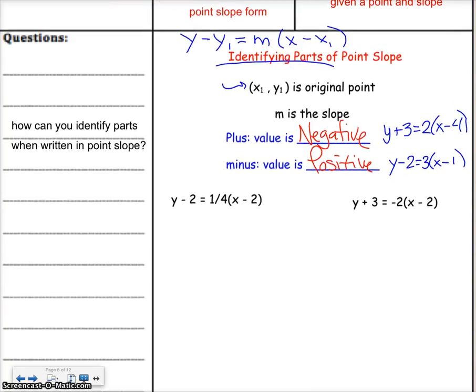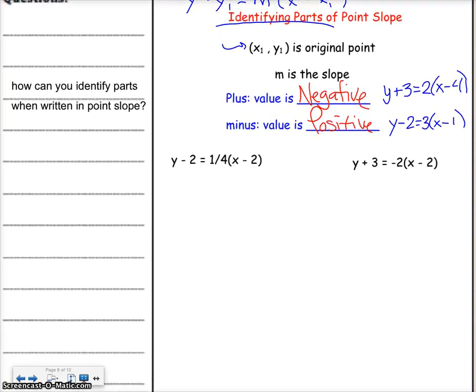This is very abstract, and a lot of kids have a hard time identifying if the x point is positive or negative, x or y. My learning objective for you today is to identify the slope of a line and identify the point that it goes through. That's my learning objective.